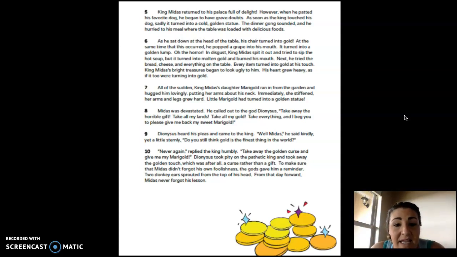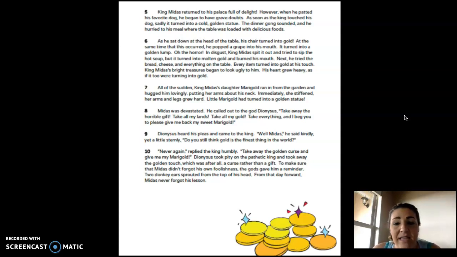All of a sudden, King Midas's daughter, Marigold, ran in from the garden and hugged him lovingly, putting her arms about his neck. Uh-oh. Immediately, she stiffened. Her arms and legs grew hard. Little Marigold had turned into a golden statue. Midas was devastated, meaning he was beyond upset. When you're devastated, you just can't be any more upset.